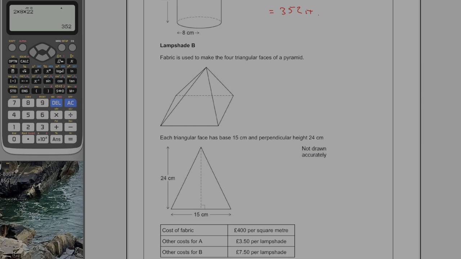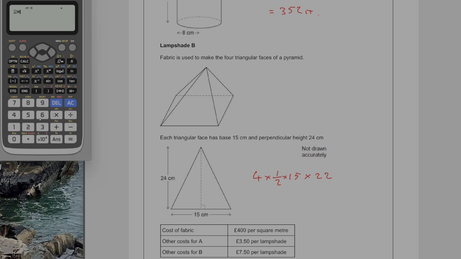And lampshade B is going to be equal to 4 lots of half of the base, 15, times by 24. So that's going to be 2 lots of 15 times by 24. So 2 times 15 times 24. That's 360. Times by 2, 720.